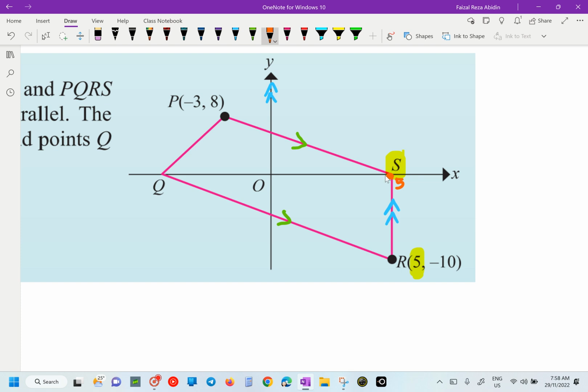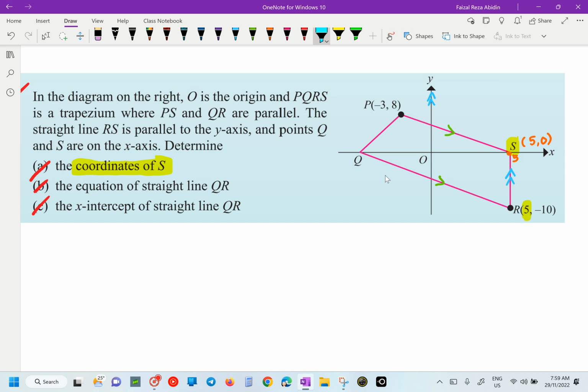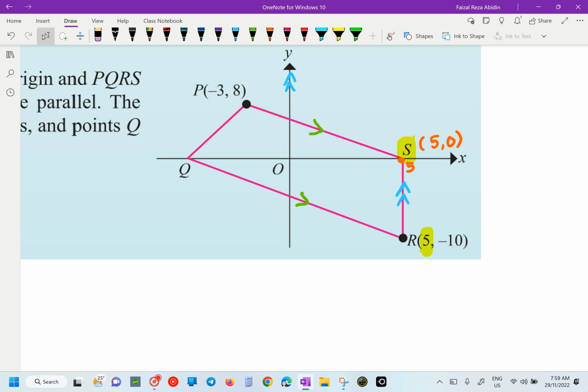Okay. So because it lies on our x-axis, the coordinate of S here is going to be 5, from our diagram only. Next, the equation of straight line QR. Where's our QR? It's given over there. Q lies on our x-axis. R is given already, (5, -10).